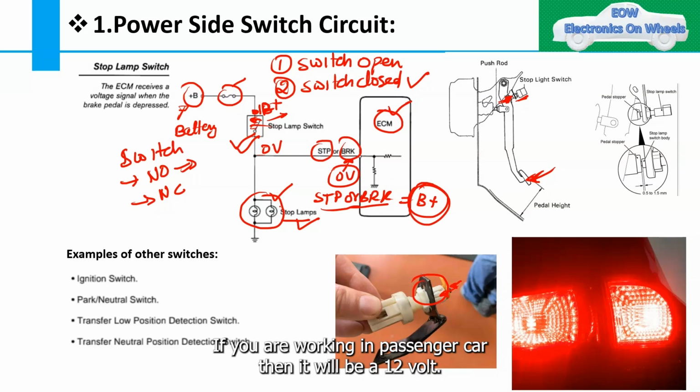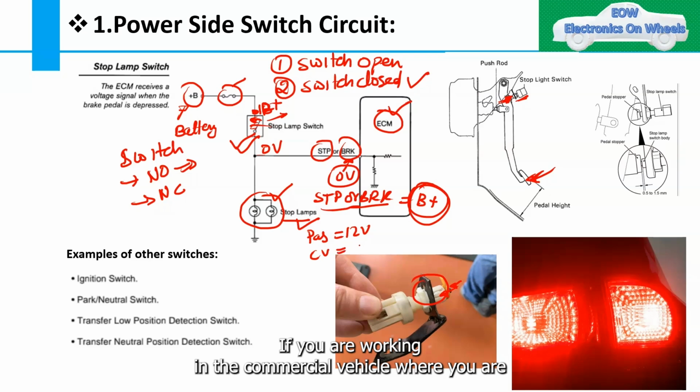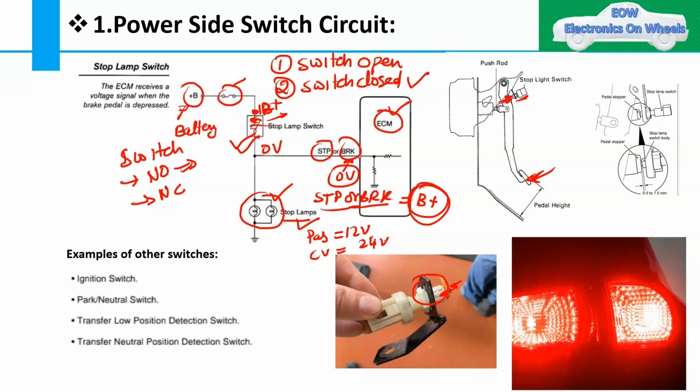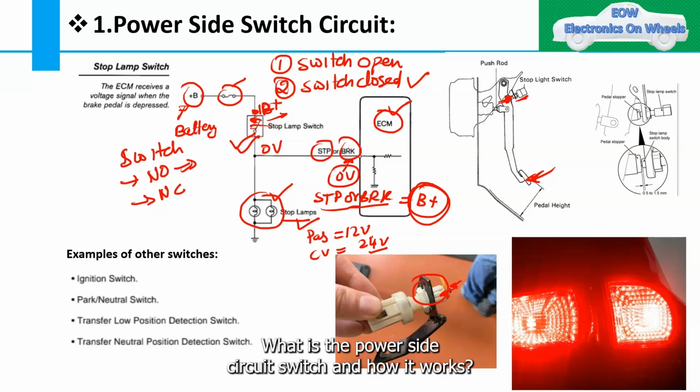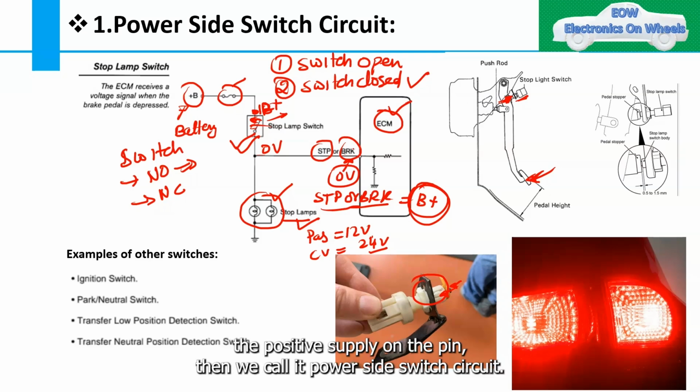B positive is 12 volt if you are working in a passenger car. If you are working in a commercial vehicle where you are using two batteries, it would be 24 volt. So I hope you understand what a power side switch circuit is and how it works. Whenever the switch is closed and your ECM is getting the positive supply on the pin, we call it a power side switch circuit.